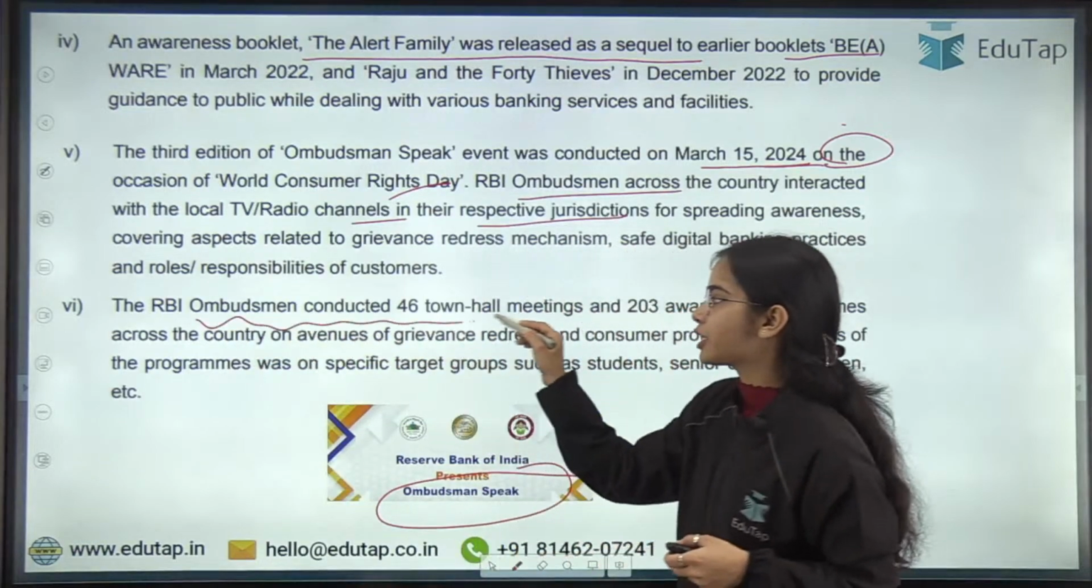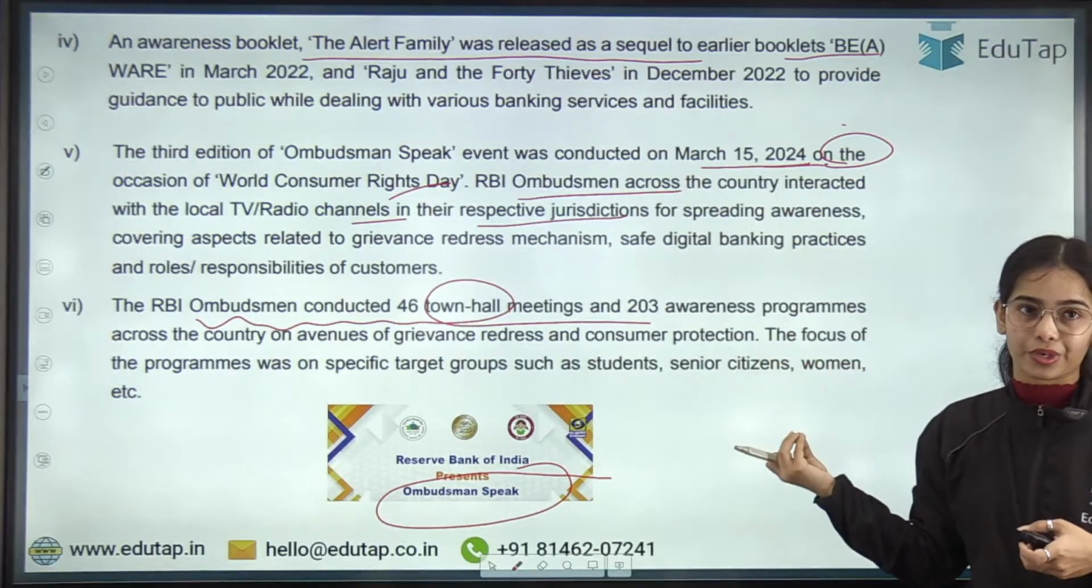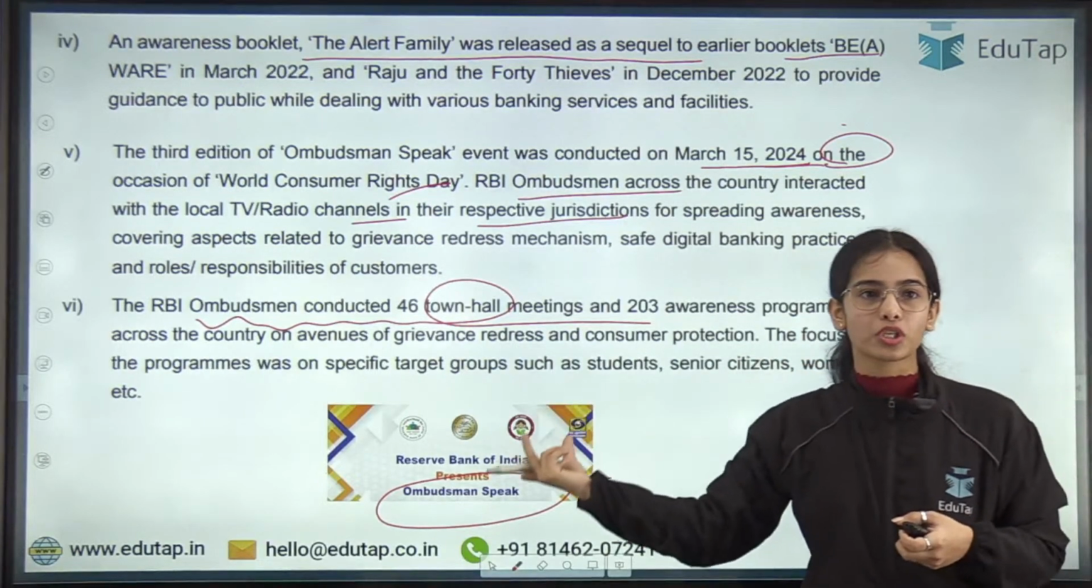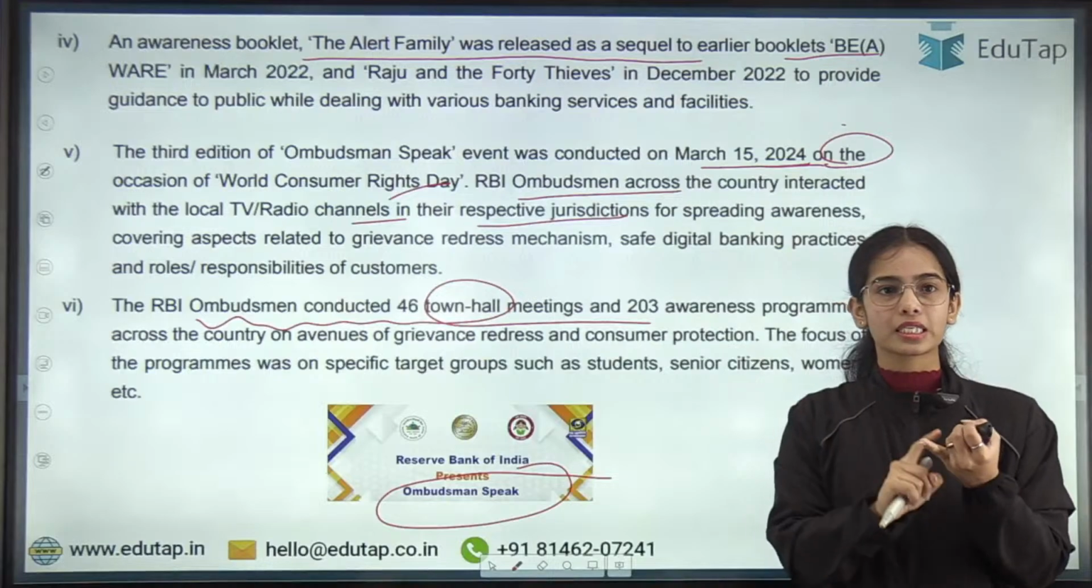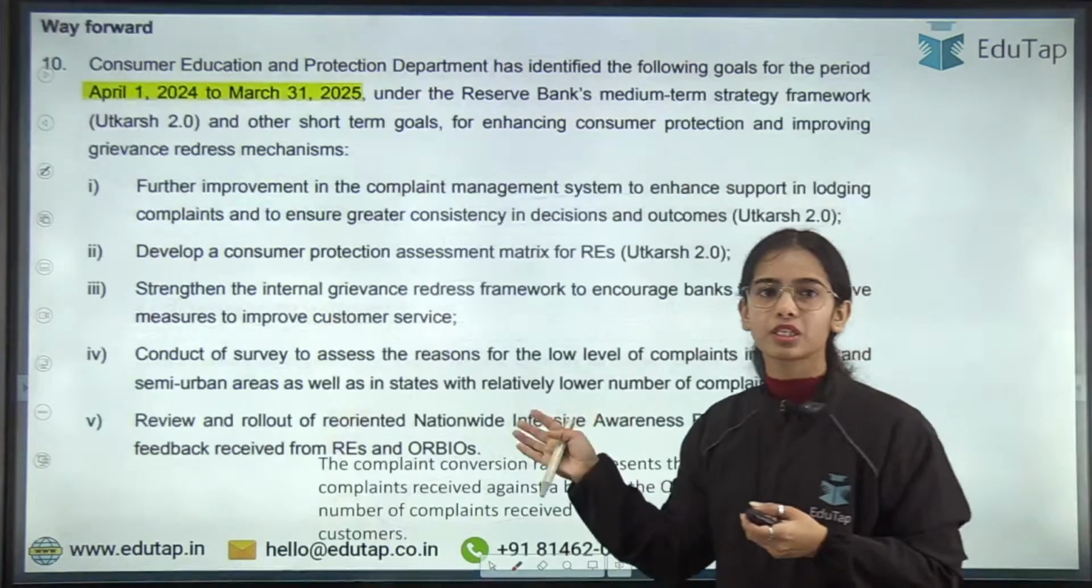RBI Ombudsman conducted 46 town hall meetings and 203 awareness programs. The focus of the programs was on specific target groups such as students, seniors and women. Okay, so these were the updates.